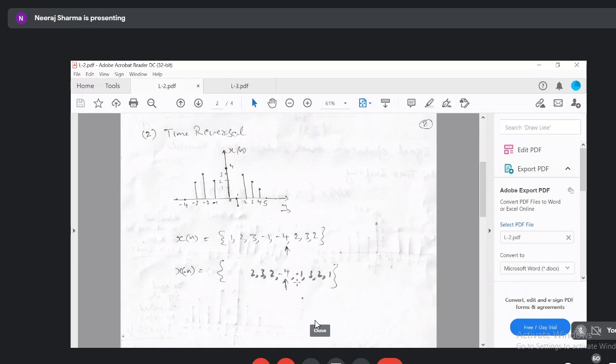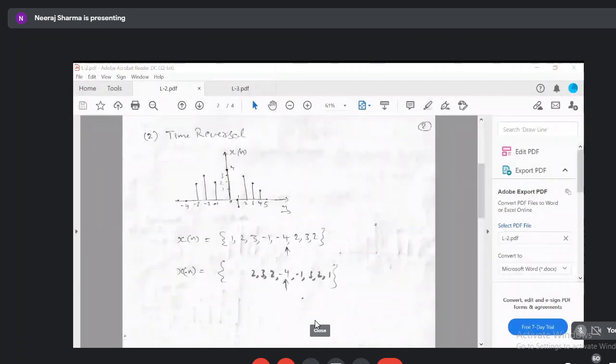This signal, we flip it along the vertical axis to obtain x of -n from x of n. So I hope it is clear to you. It is quite easy. That is the time reversal operation. If you have any question regarding the time reversal operation, you can ask. Yes, any doubt?